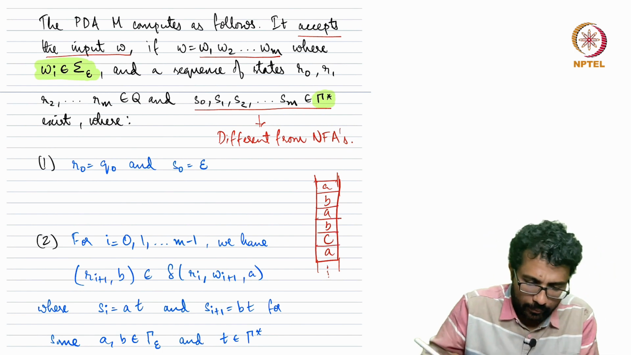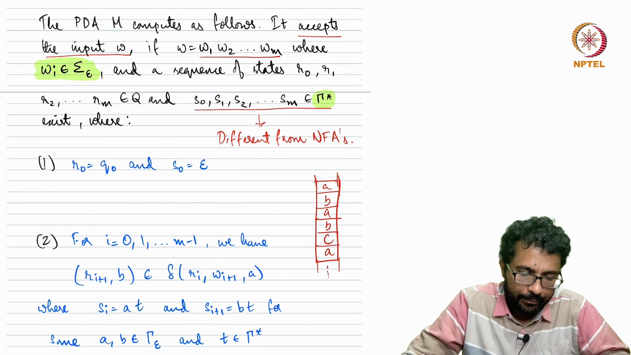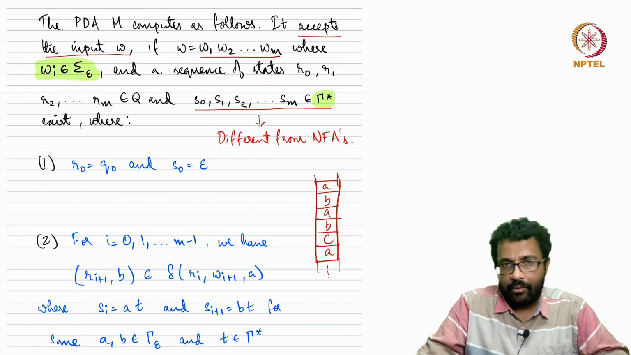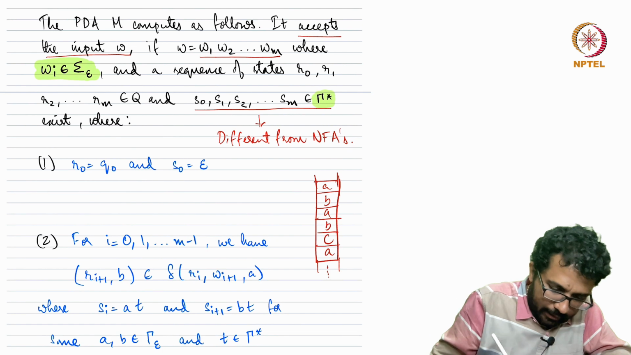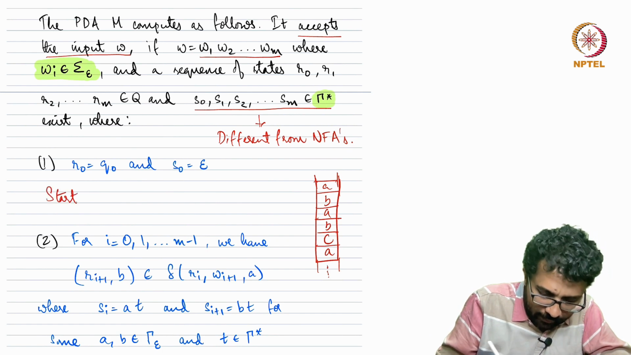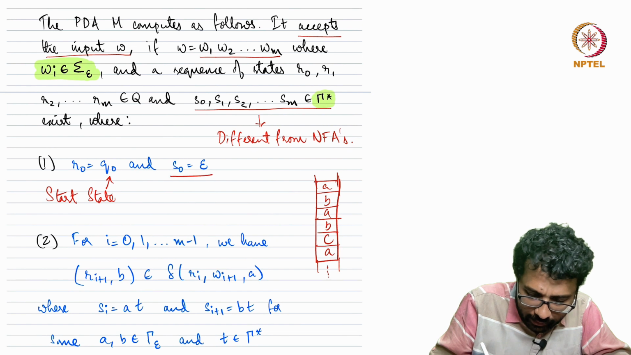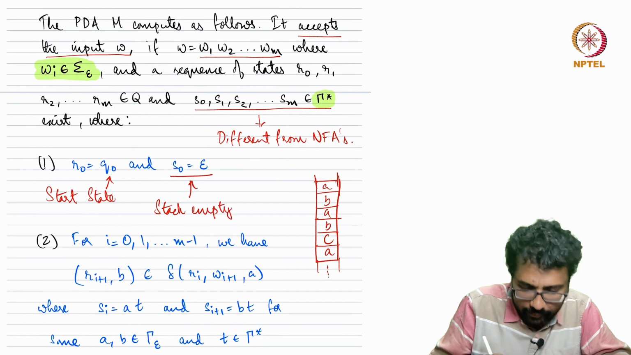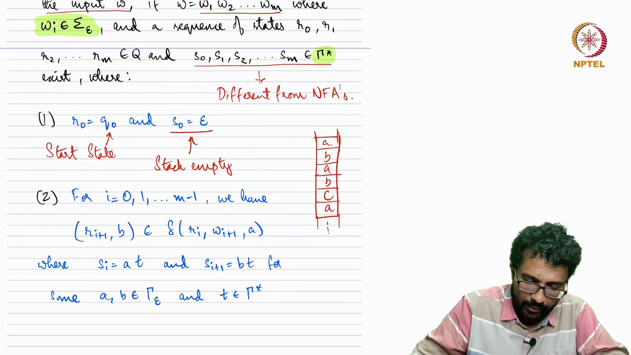And as usual, the rules for acceptance are similar to before. We should start correctly, all the moves should be proper, and we should end at an accepting state. So this is the starting part, start correctly. This means R0 is a start state, and the stack is empty to begin with. We start with the start state, and then we say that the stack is empty.